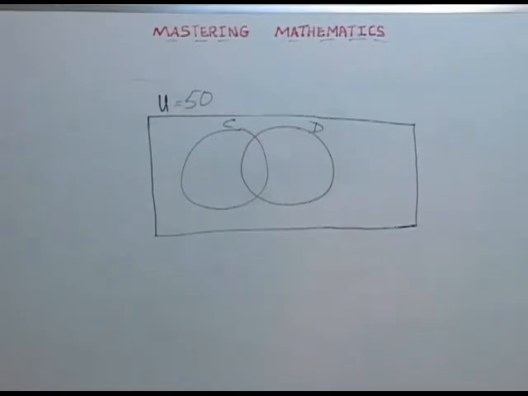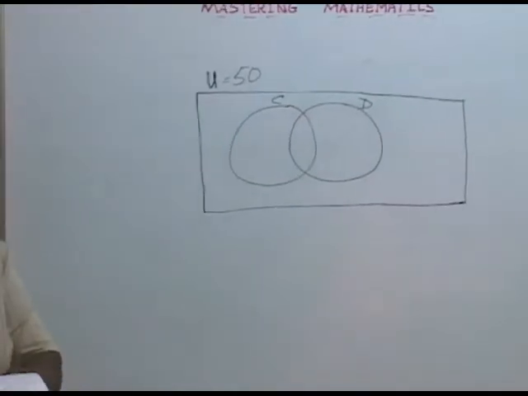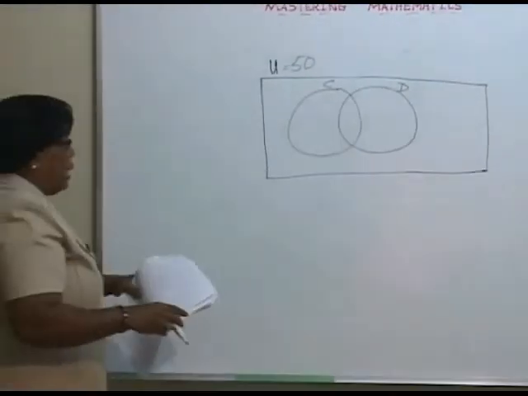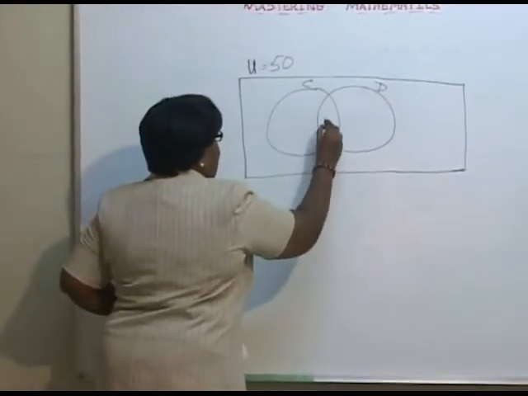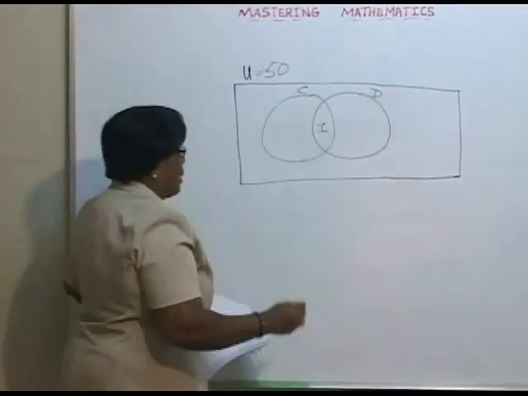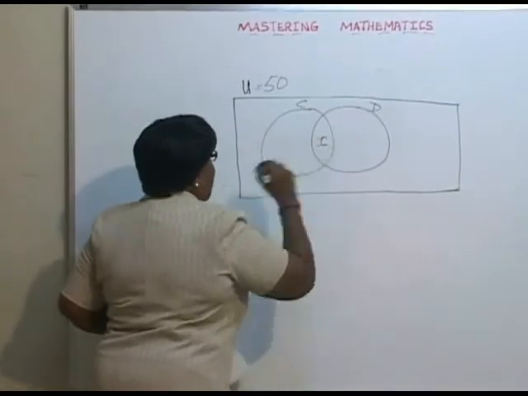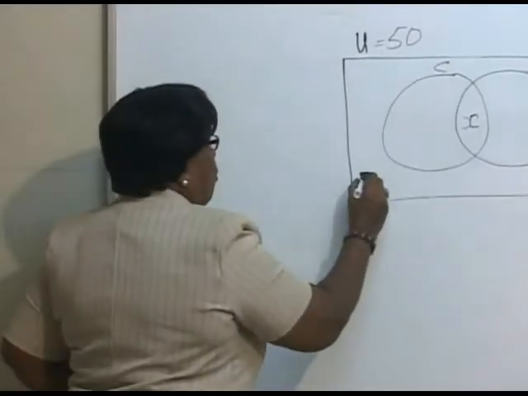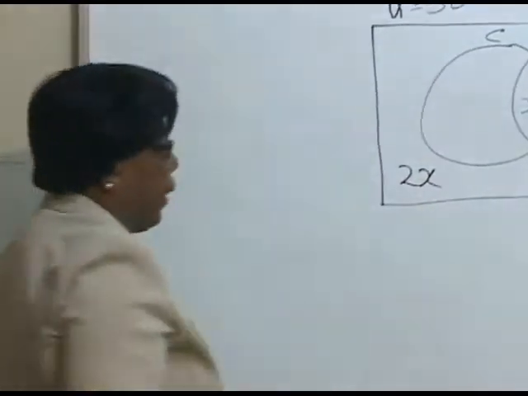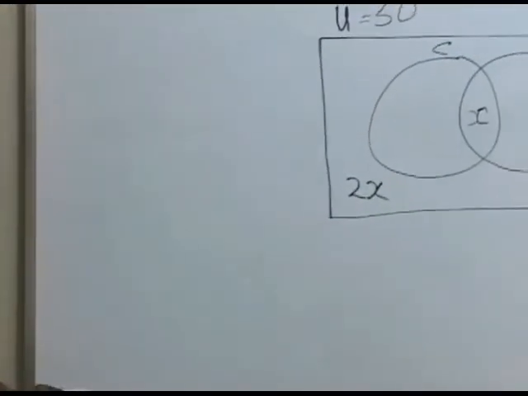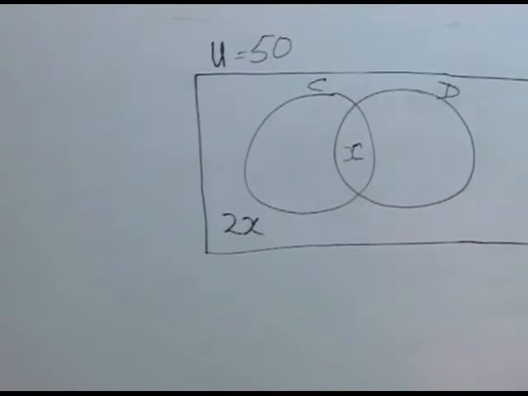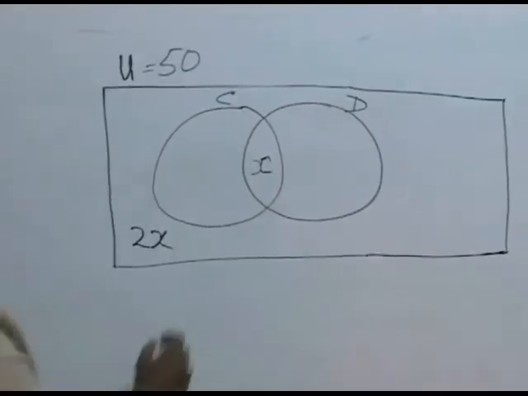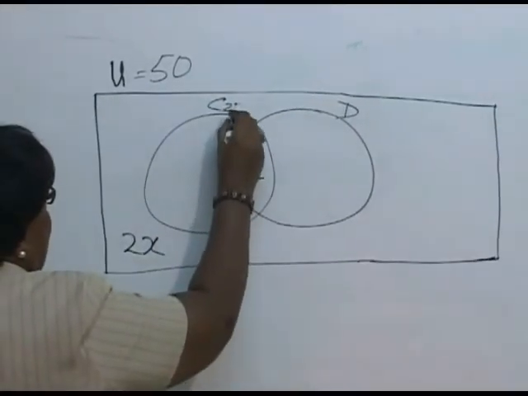Now, X own cellular phones and digital cameras. So we know right away this would have been in the intersection, and it says X. And it says 2X owned neither. So this would have been outside here. Now, 23 owned cellular phones. So we have 23 persons here.